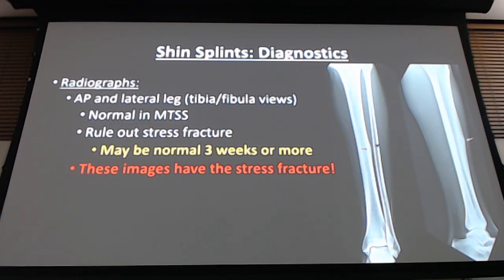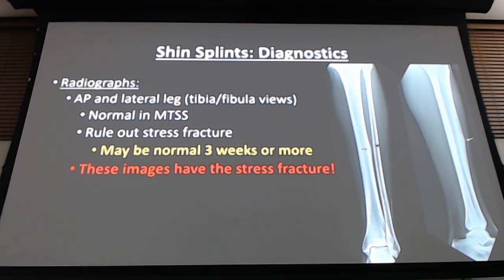I will tell you this, especially if people are in a training environment or they have a history of a period of increased physical activity or stressors, okay, not like mental stress, stressors to their body. You're going to get AP and lateral leg, so those are tibia and fibula views. Remember the entire bone, please, and thank you. Normal and MTSS. This is MTSS, medial tibial stress syndrome. That is primarily soft tissue, correct?